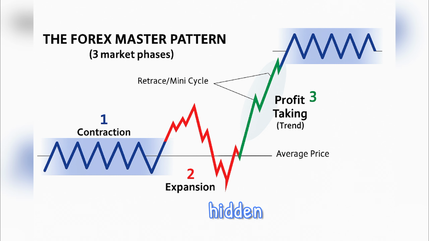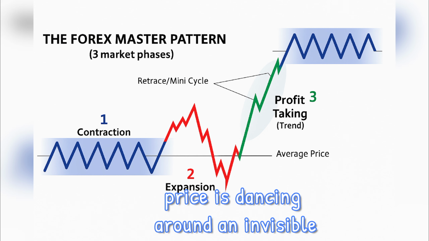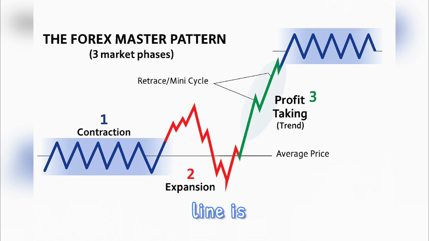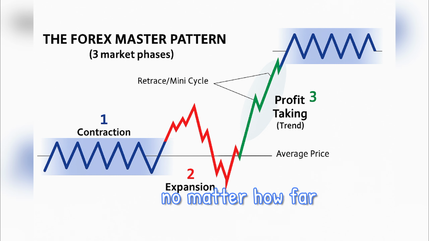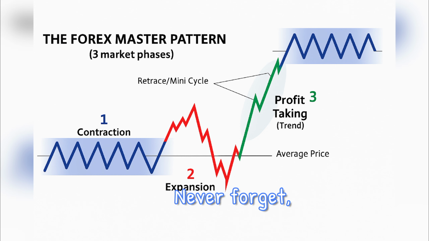Now here's a hidden gem. Throughout all three phases, price is dancing around an invisible line, the average price. This average line is the gravity point. No matter how far price expands, it always returns eventually. Tools like VWAP or moving averages can help identify it, but smart structure reading is the key. Never forget, markets expand away from value, but always return to it.